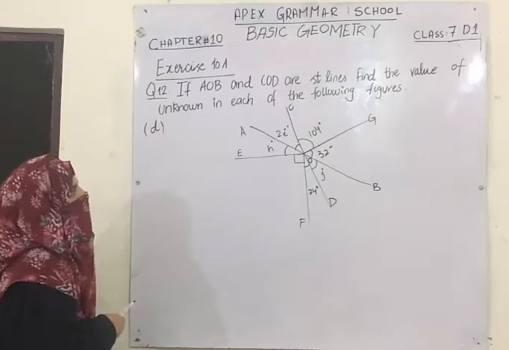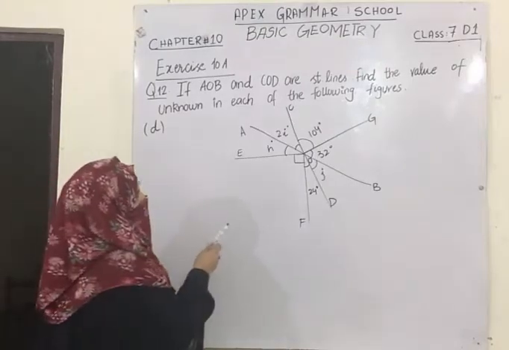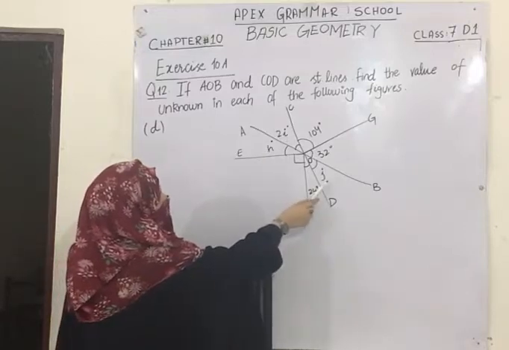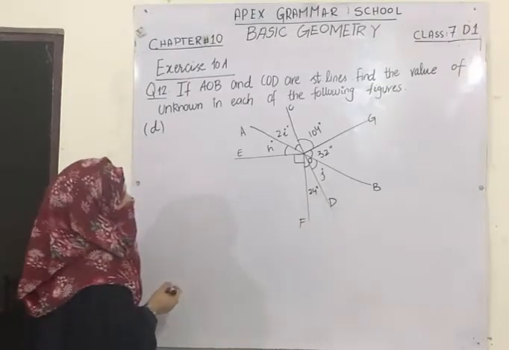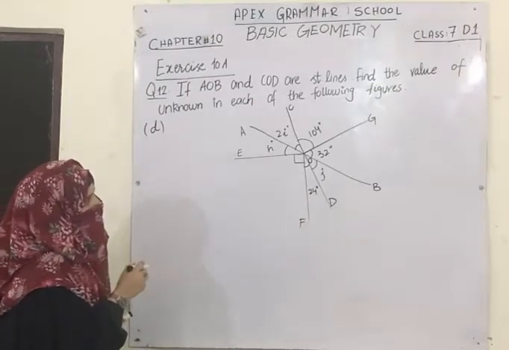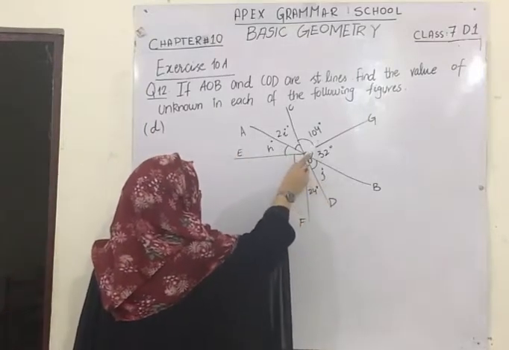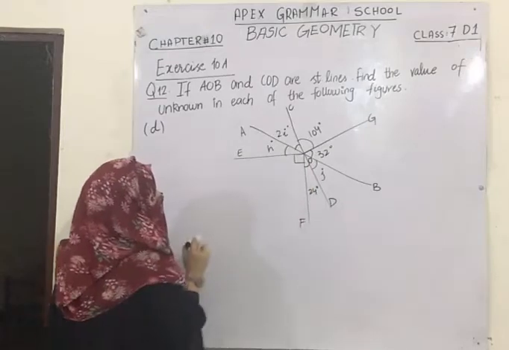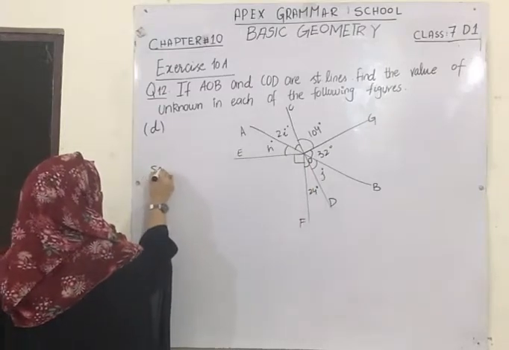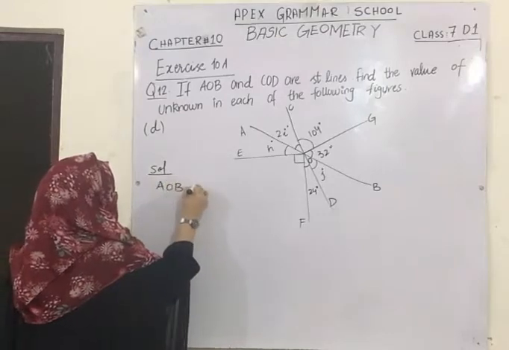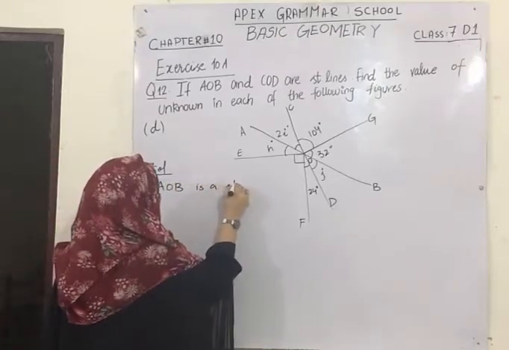Question number 12, D part. In this part, you all can see that there are many variables, i, h and j. There are three variables in this question which we have to find out. First, I am going to use my straight line AOB, this one, so that I can find out the value of i. So the solution of my question starts from here by writing this AOB is a straight line.